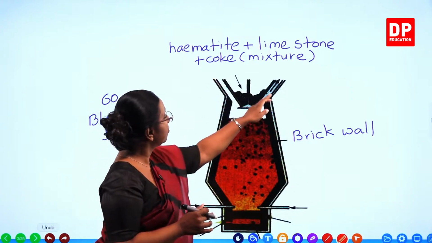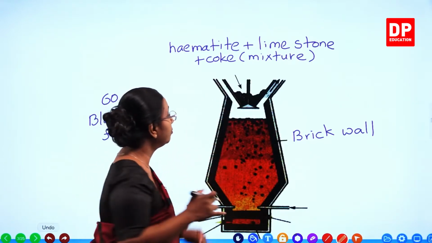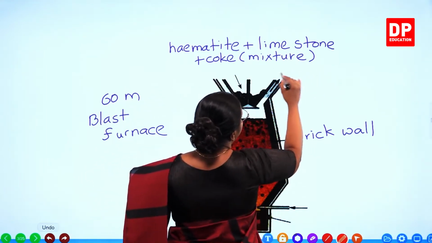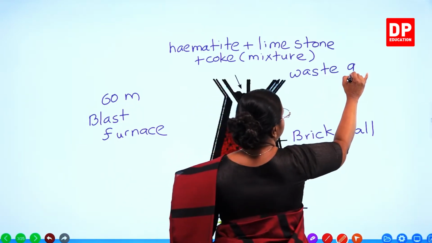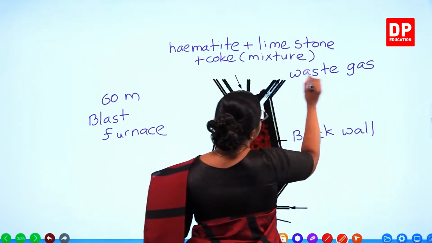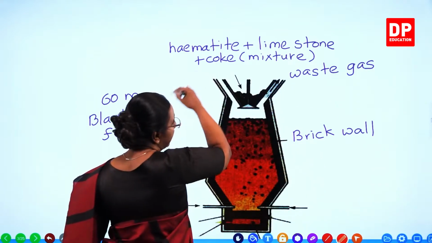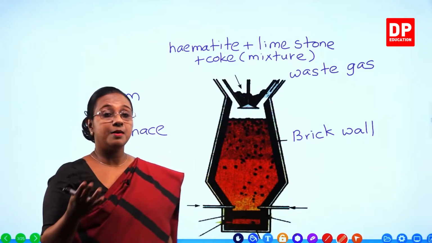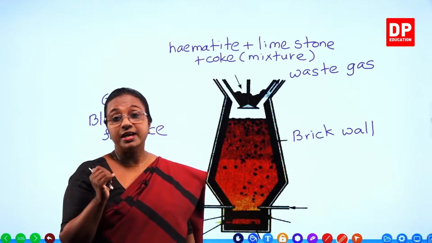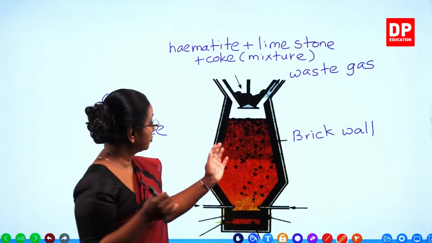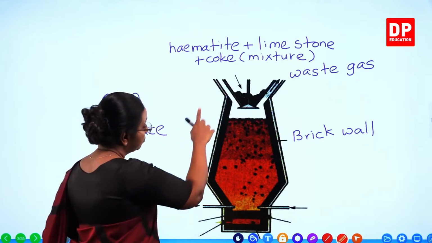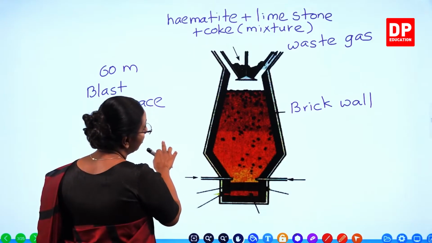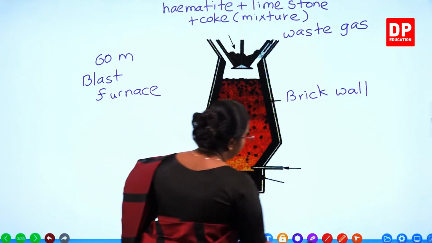So, there is an opening at the top through which the air, all the waste gases come out. So, from this side and this side, waste gases come out. For example, if you take carbon dioxide that is produced, that will be given out through that opening. So, that is the upper part of the blast furnace.